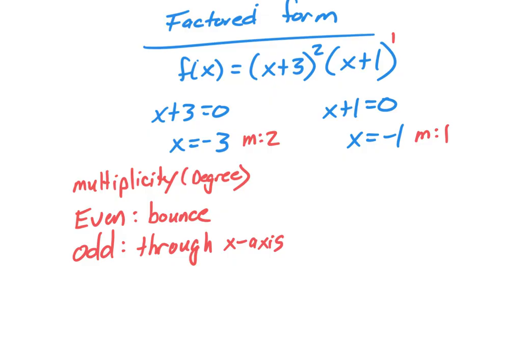Okay, because this one is even, it's going to bounce at -3, and it's going to go through the x-axis at -1. So I want to show you what that looks like. And you guys can put this into your calculator as well if you want to. When you talk about multiplicity, they're just asking you what the multiplicity is. All that means is x plus 3 happens 2 times. Okay, so it has a degree of 2, multiplicity of 2.